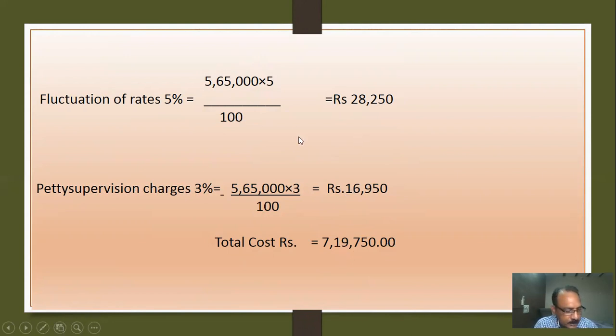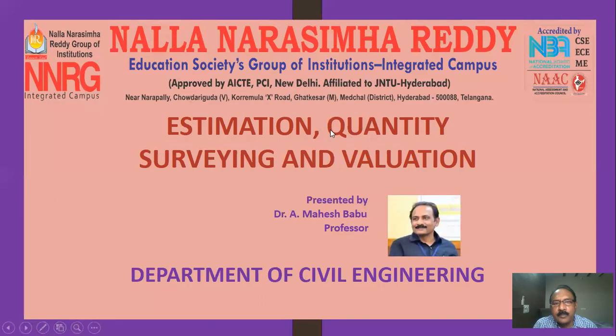In next class, we'll see some more problems regarding other methods. So in the plinth area method, we have to calculate the plinth area and cost per square meter of the construction. After that, we have to add all electrification, sanitary, fluctuation, petty supervision charges, etc., whatever is given in the problem. You add all the costs to the basic structural cost of the construction. You will get the total cost of the building.